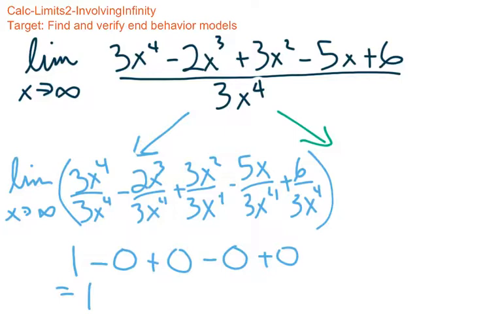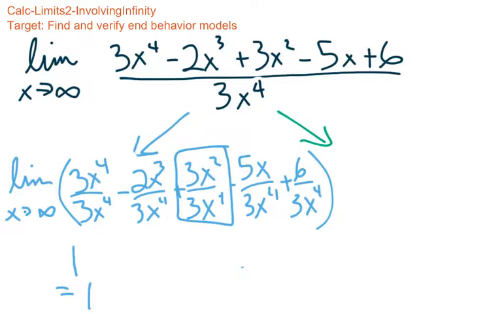And just to clarify that, when you take something like 3x squared over 3x to the fourth, and you plug in infinity, you end up getting infinity squared on the bottom. So in other words, I guess I could write this here since I have some space.